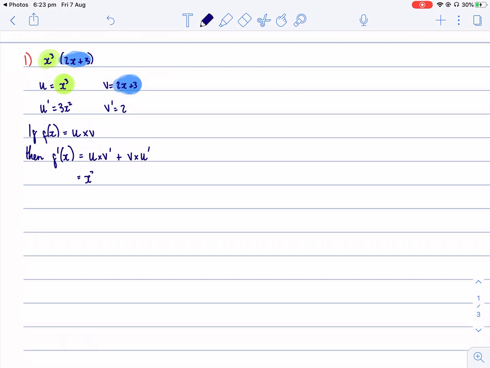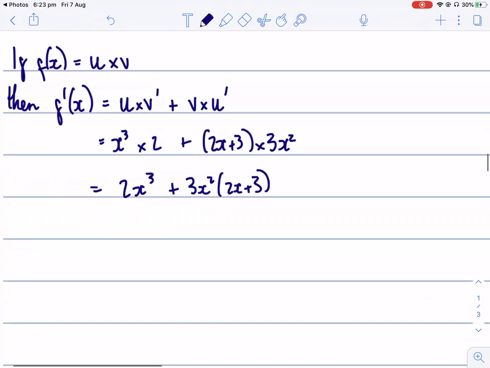So I've got x cubed times the derivative of the second, which is 2, plus 2x plus 3 times the derivative of the first, which is 3x squared. Which means I've got 2x cubed plus 3x squared times 2x plus 3. I don't believe it wants us, this is 8.6. Yes, it looks like it wants us to expand. So I'm just checking the answers in the back of the book, or at the end of the PDF. So 2x cubed plus 3x squared times 2x is 6x cubed, 9x squared, which means I've got 8x cubed plus 9x squared.